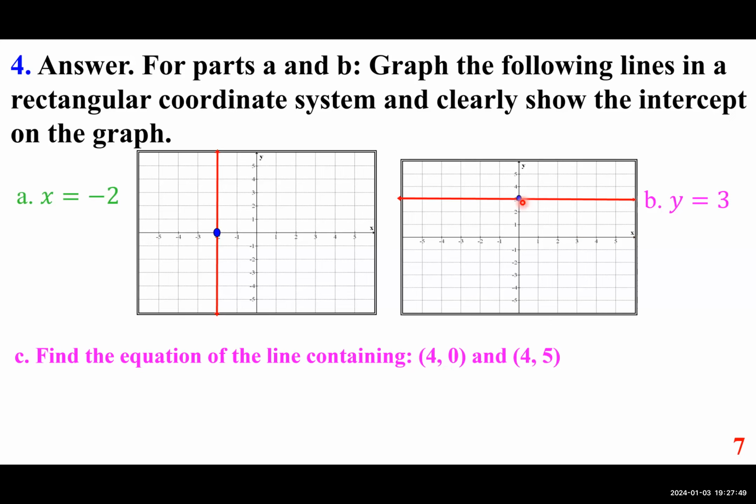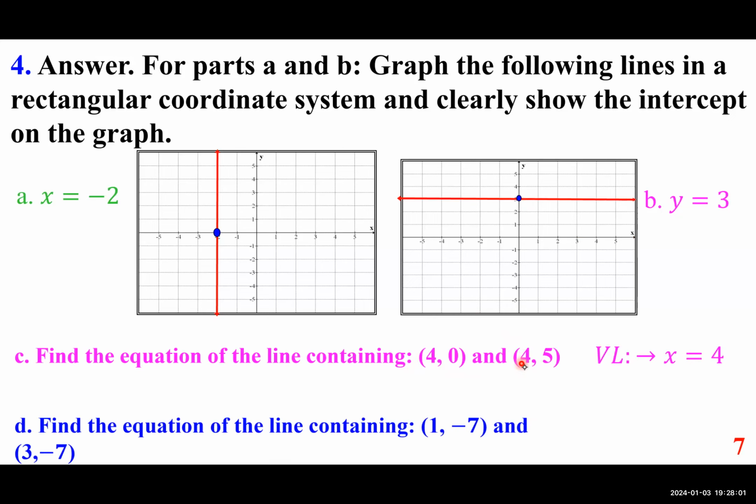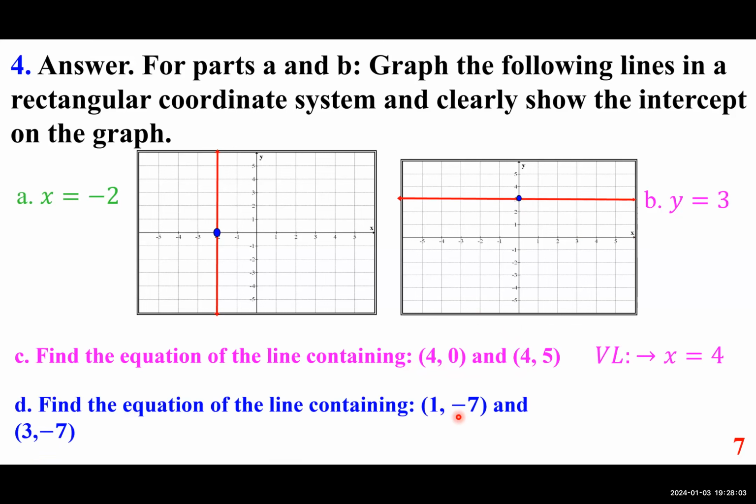Find the equation of a line containing these two points. You don't have to even work them out. Notice the x coordinate is being repeated. Therefore, x equals 4. On the other hand, in this example, (1, -7) and (3, -7), the y coordinate is being repeated. You're dealing with a horizontal line, y equals -7.